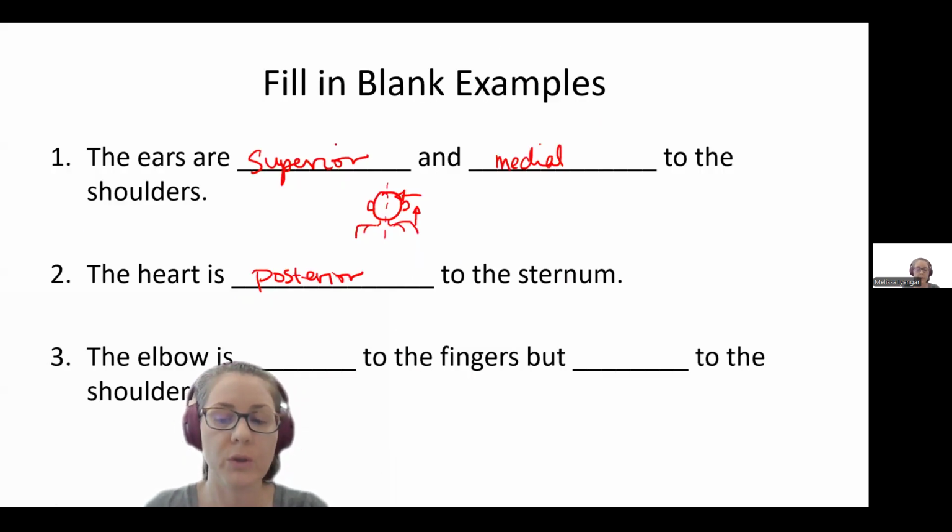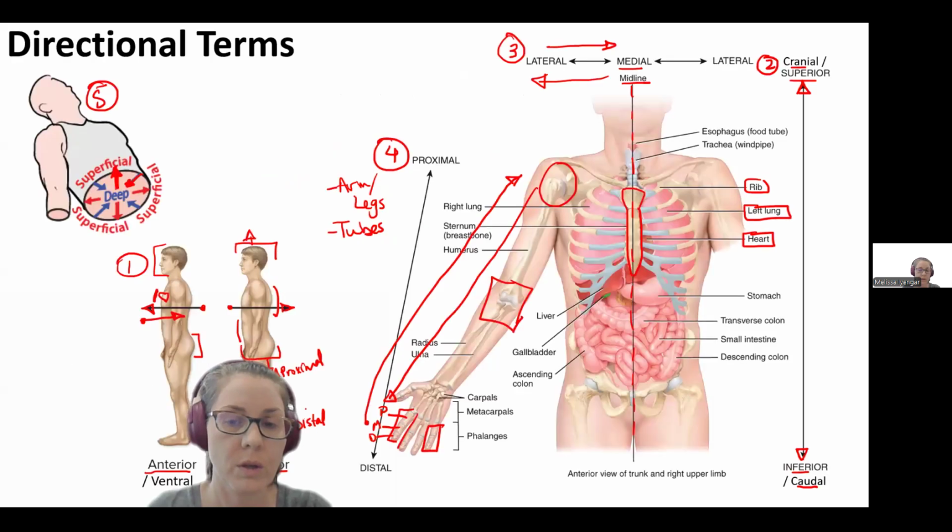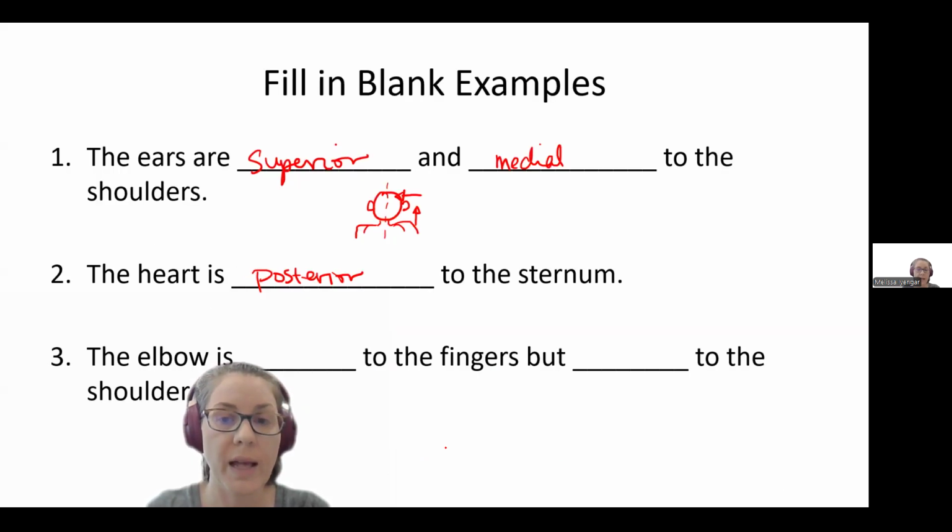And you have to think about how your sentence is phrased. The elbow is blank to the fingers, right? So we start at the fingers and we go up to the elbow. And we see that is proximal. So the elbow is closer than the fingers. Since the elbow is closer, this has to be proximal, but blank to the shoulder.